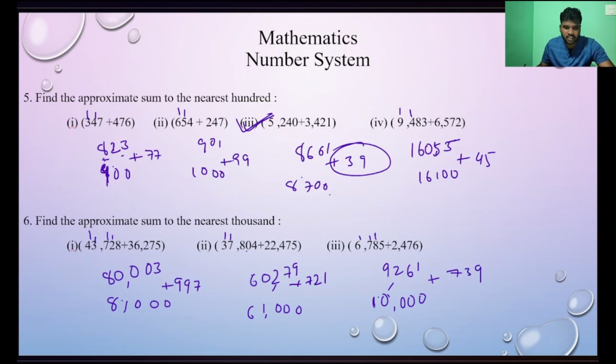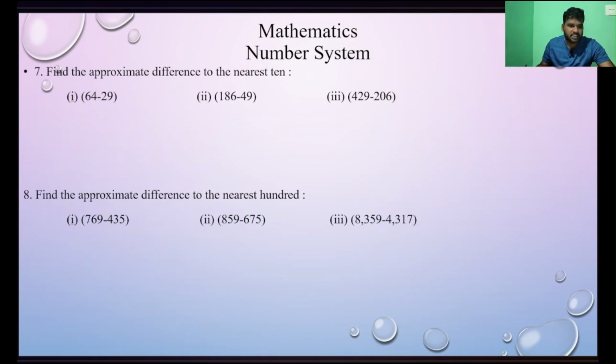So in these three values, the least is 721, which means this is the answer. 37,804 plus 22,475 is the answer for the nearest thousand of these values. Moving on to the next question. Now he is asking the difference.